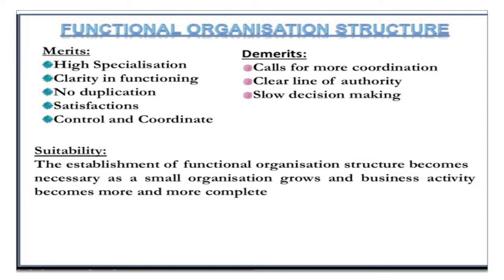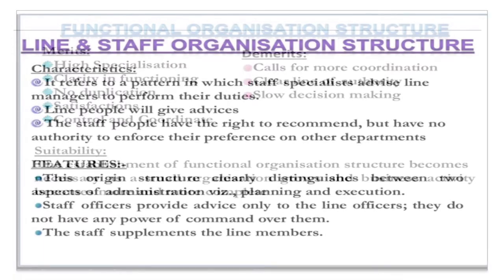So span of control is less. Automatically decision making will also become slow. It takes time. And suitability: the establishment of a functional organization structure becomes necessary as a small organization grows and business activity becomes more and more concrete. Okay, so this functional organization structure is suitable for small organizations.